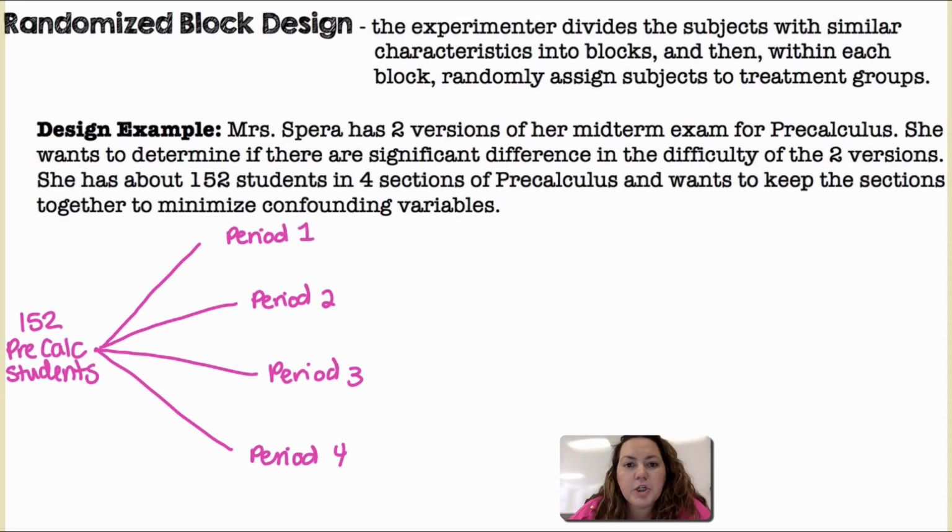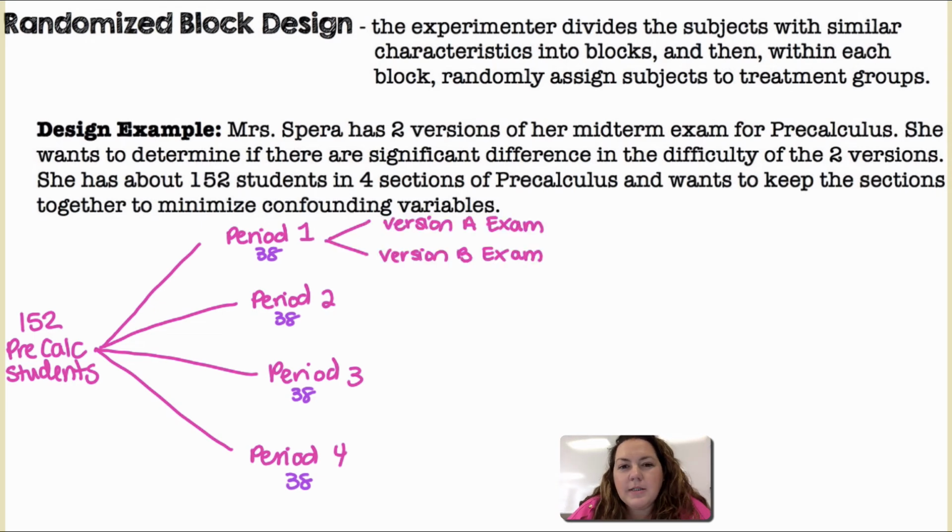We're going to assume that they're evenly distributed, though they may not be. We're going to go with that because we don't have the details of that. So that means 152 divided by 4 would give me 38. So there's 38 in each class. And I didn't do any random assignment there, just yet.